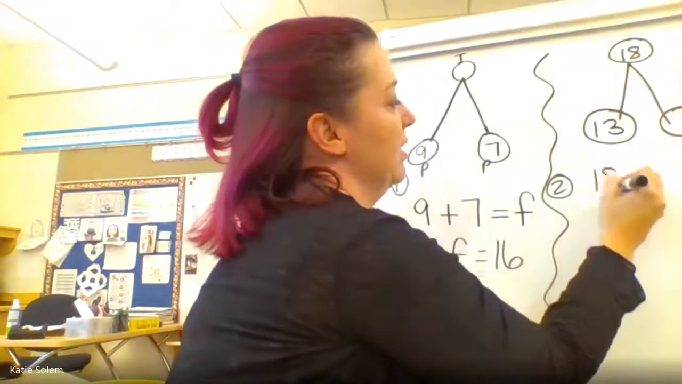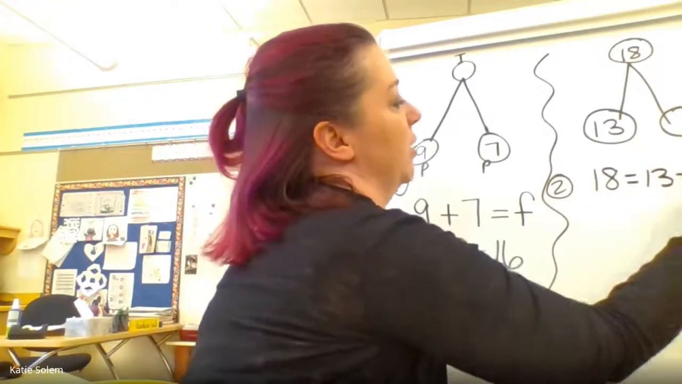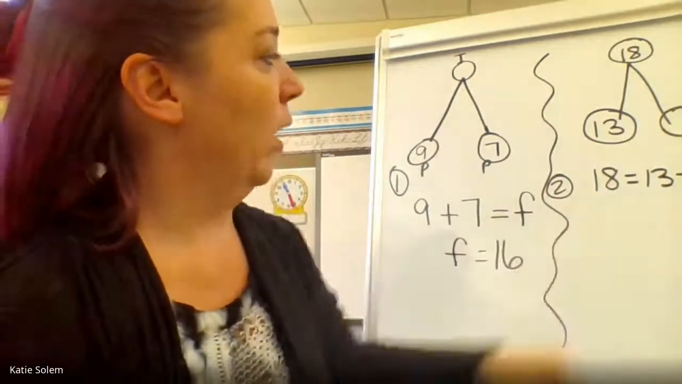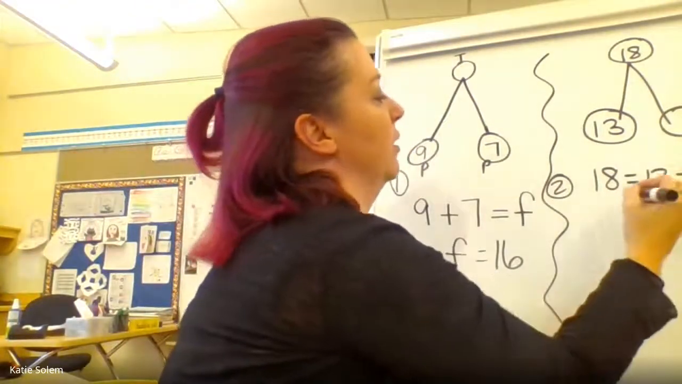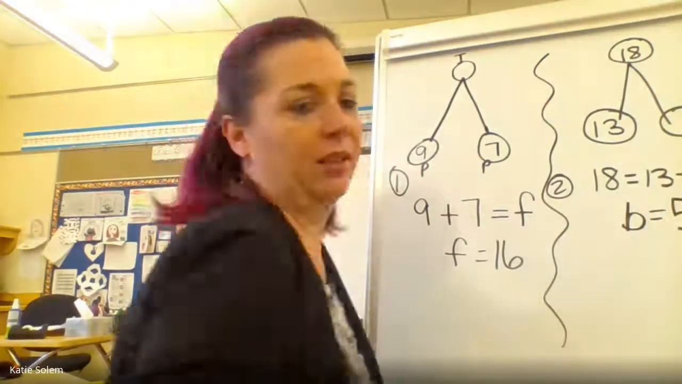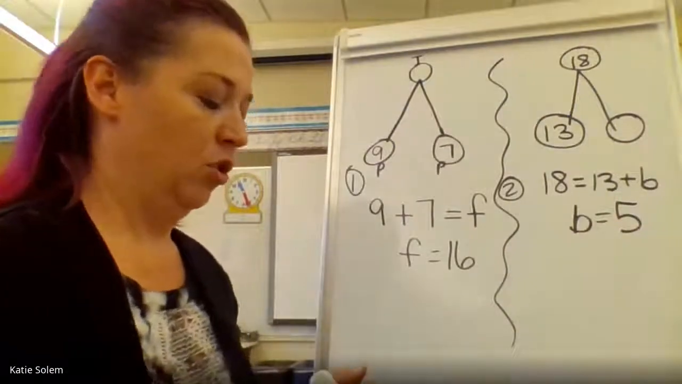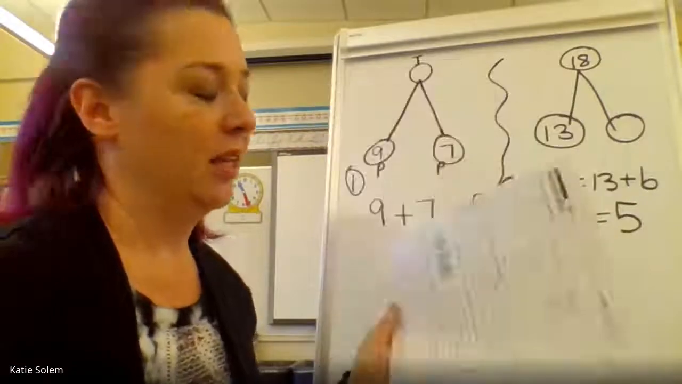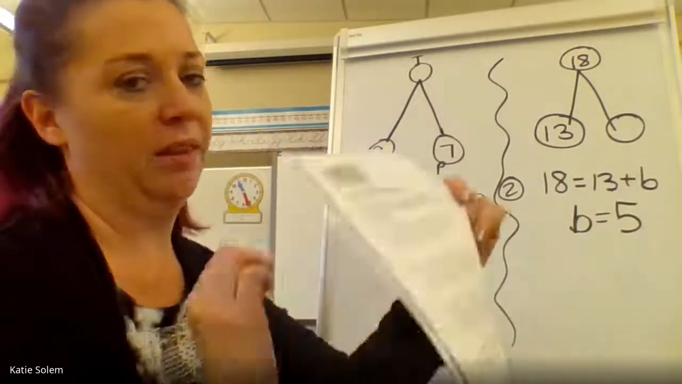So we know 18 equals 13 plus, I'm going to say B for bananas, because that's what we don't know. Well, in order to solve that, we need to think, okay, 13 plus what would get me to 18? Did you get 5? If you did, you are correct. So you should have that written down for numbers 1 and 2. And then I'd like you to flip over. We're going to do one more together on the back.